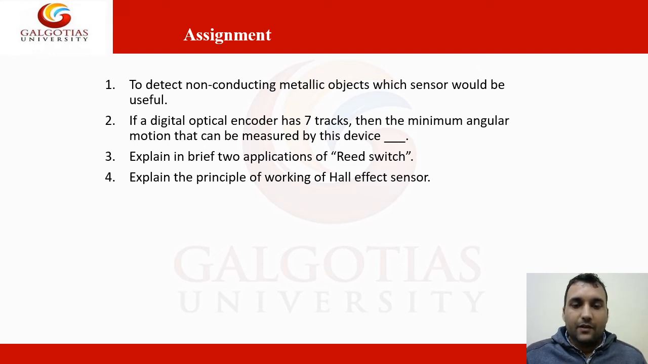This is the home assignment. To detect a non-conductive metal object, which sensor would be useful? If a digital optical encoder has 7 tracks, what is the minimum angular motion that can be measured by this device? Explain briefly two applications of the reed switch. Explain the principle of working of the Hall effect sensor. This is a home assignment for all of you. You have to submit this assignment before the next lecture.